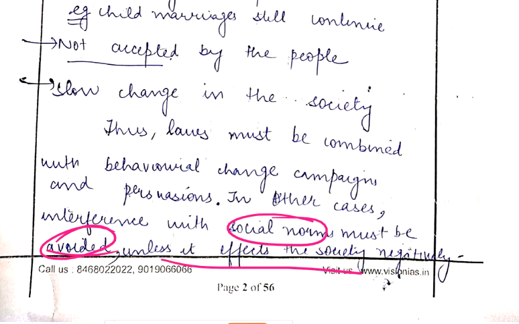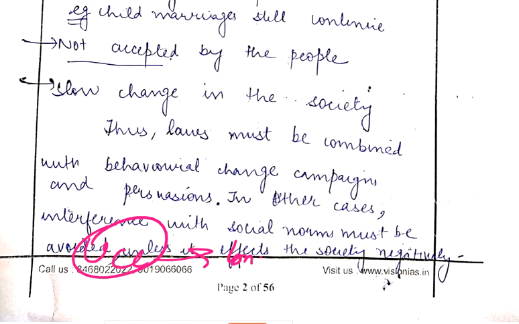So therefore, interference with the societal norms must be avoided unless it affects the society negatively. For example, the uniform civil code. It should be brought when there is a demand from the society. Otherwise, it may increase turbulence.